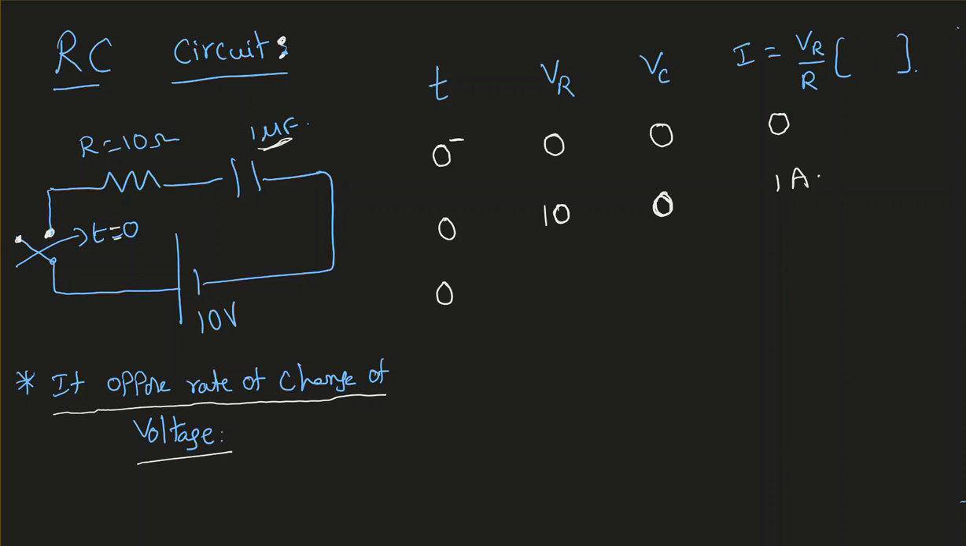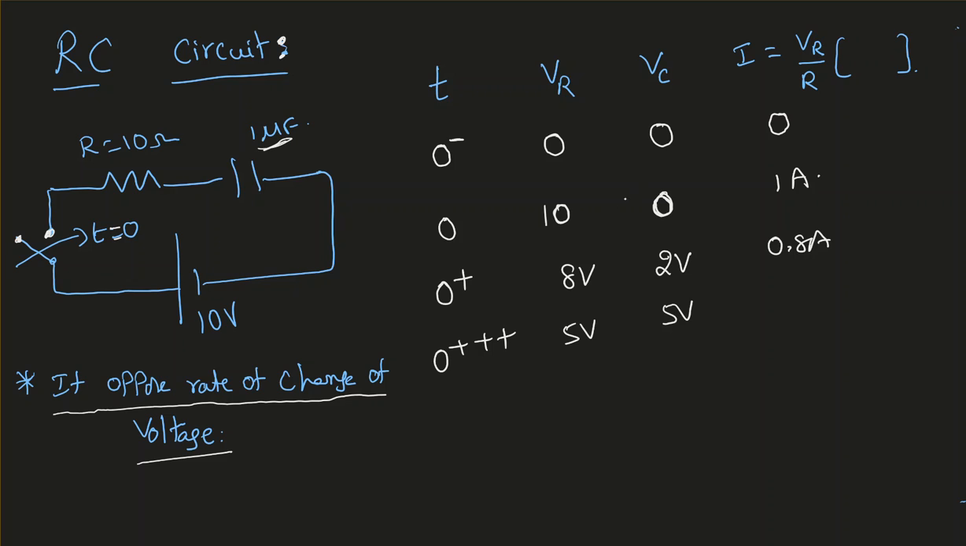Now at 0 plus, a few milliseconds have passed. After a few milliseconds, the capacitor might see some voltage across it, so the remaining voltage will appear across the resistor, and the current passing through this is going to be 0.8 ampere. Now at 0 plus plus, a few more milliseconds have passed. By this time probably 5 volts appear across the resistor and 5 volts across the capacitor, because some more time passed, so it will see some voltage change.